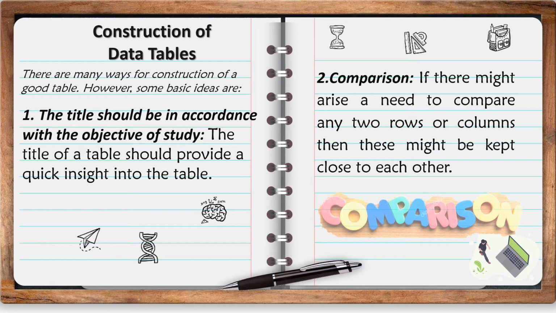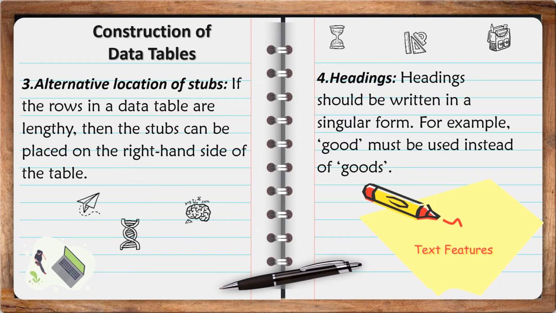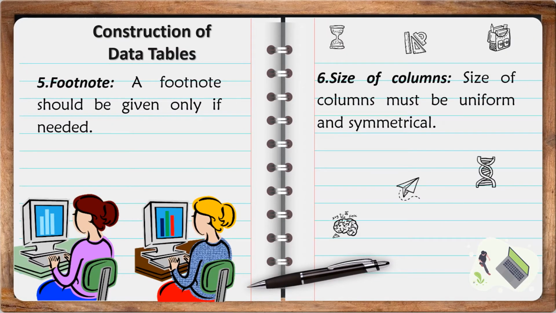Construction of a data table. There are many ways of constructing a good table. However, some basic ideas are: the title should be in accordance with the objective of the study, the comparison, alternative location of stubs, headings, the footnote, of course, and the size of columns, wherein it must be uniform and symmetrical.